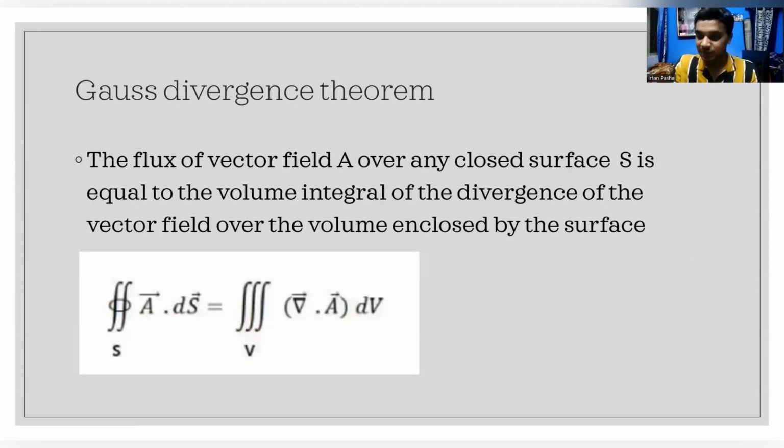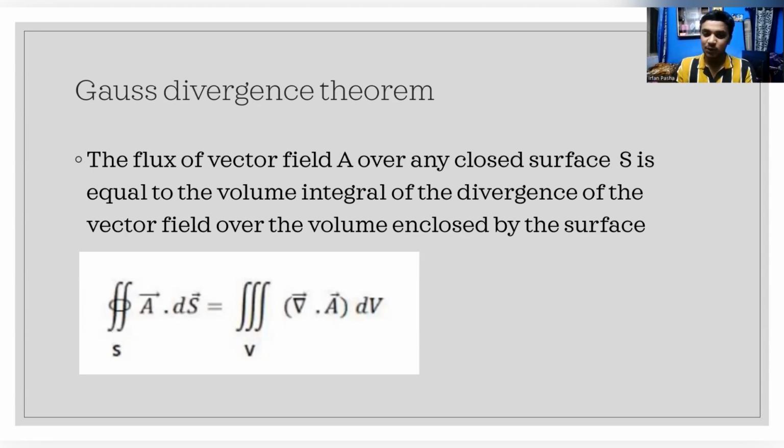Okay, so Gauss divergence theorem. In a simple way, let us understand what Gauss divergence theorem states. The flux of vector field A over any closed surface S is equal to the volume integral of the divergence. So what does this state? That there is a vector field A and there is a closed surface. This is a Gaussian surface which is closed.